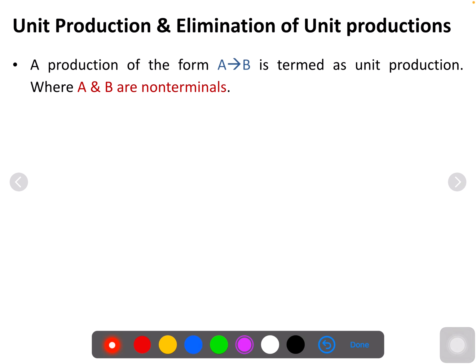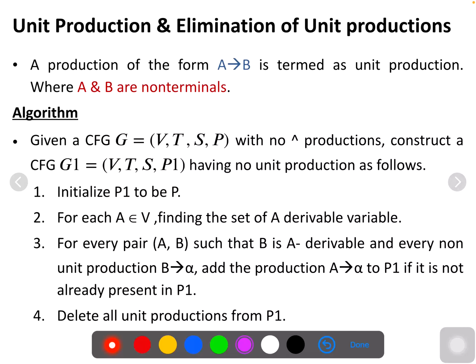Unit production and elimination of unit production. The next topic is unit production and its elimination. A production of the form A gives B is termed a unit production, where A and B are non-terminals. This is the algorithm. We need to follow these steps, each one of them, just for your understanding.